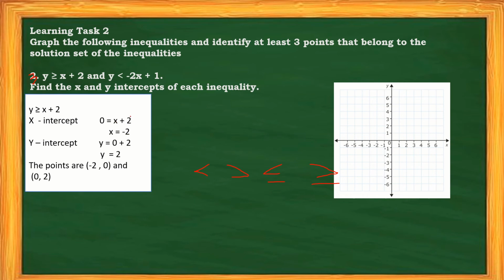So x equals, lipat natin yung 2 sa kabila. So magiging x equals negative 2. Then for the y-intercept, palitan lang natin yung x ng 0. So magiging y equals 0 plus 2. So y equals 2. So this is our y-intercept. So therefore, our points are negative 2, 0 and 0, 2. Okay, so let us now plot the points. So we have negative 2, 0 and 0, 2. So andito.